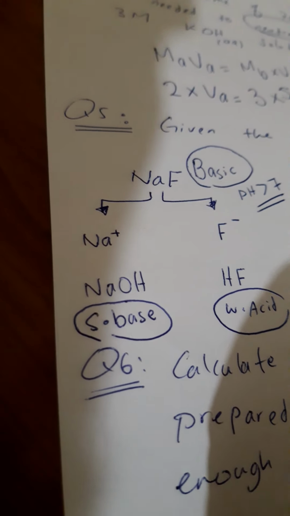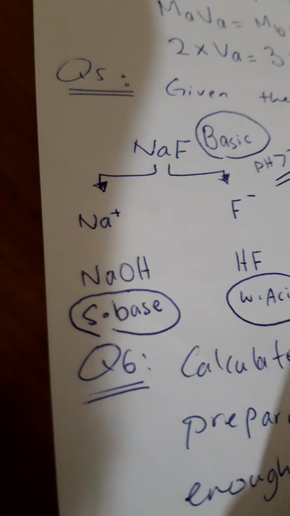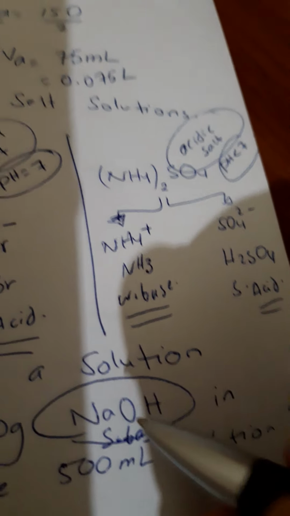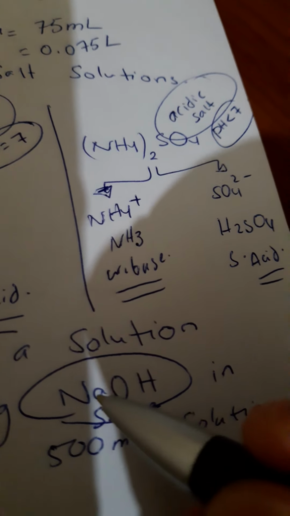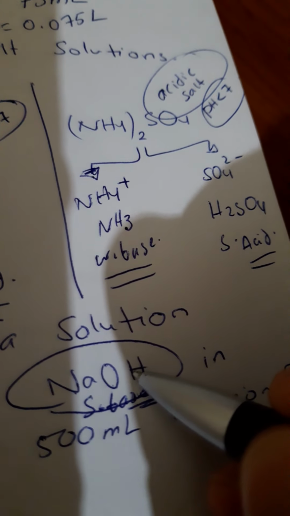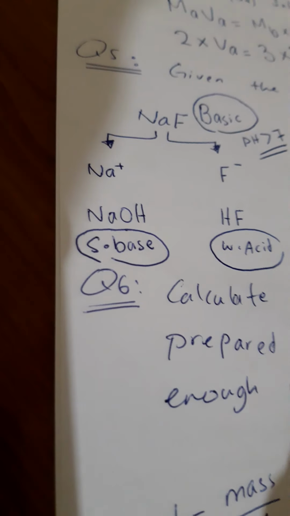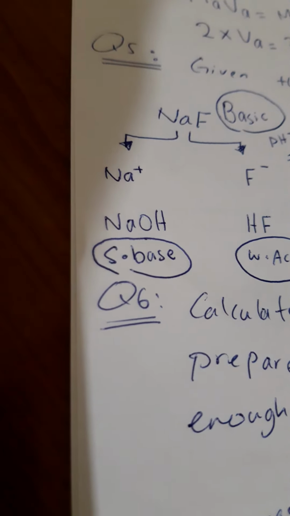The equation says mole equals mass over molar mass. The mass is 20 grams, and for the molar mass of NaOH, guys, you go to the periodic table and get it: Na 23, O 16, hydrogen 1, add them up to have 40. So 20 over 40, you have half a mole of sodium hydroxide. Good? We are not done yet.